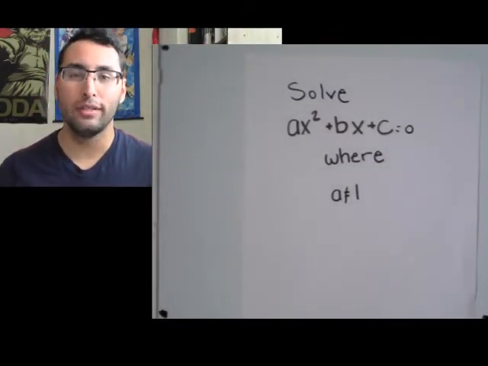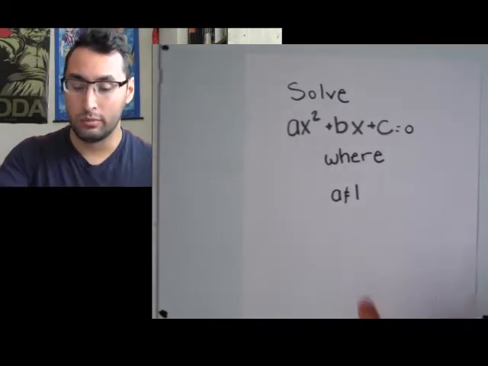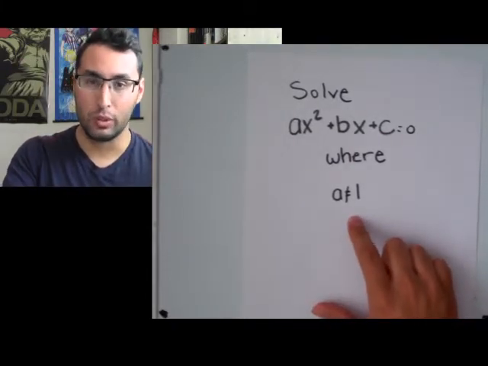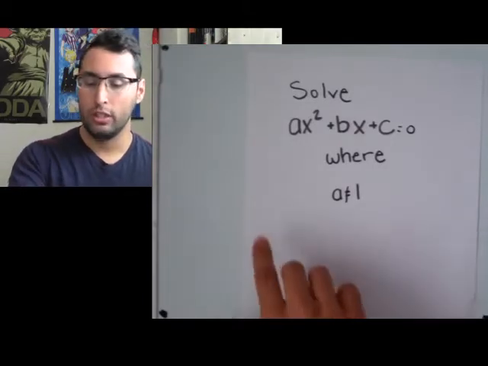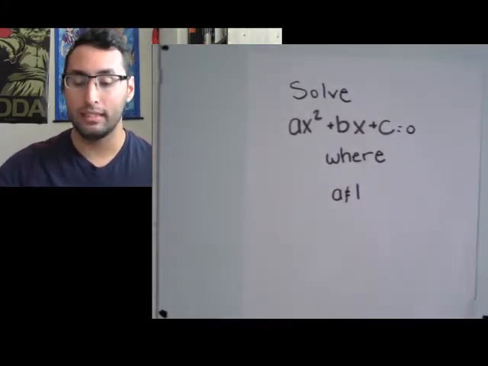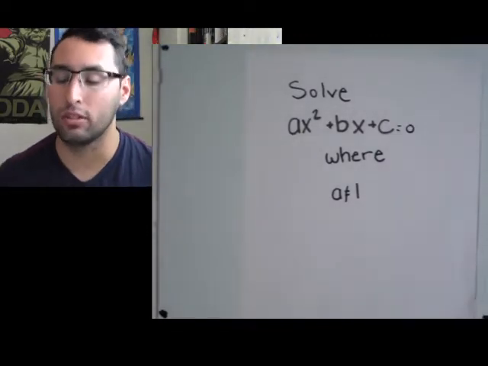It is on solving quadratic equations. You're solving by factoring, and this is where a does not equal 1. So we're going to be factoring this, and then from that, solving. Okay, so we have ax squared plus bx plus c, and this is equal to 0. So this tells me it's an equation, and that I have to solve.